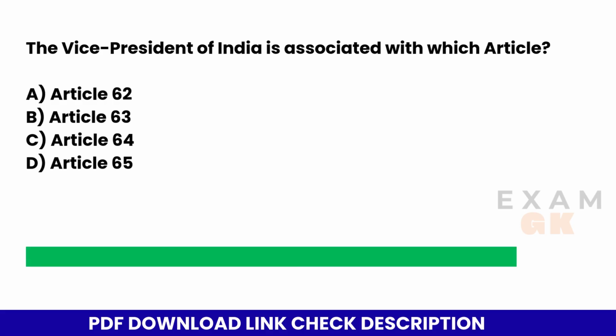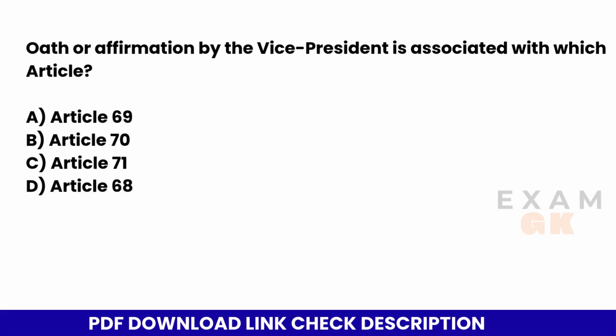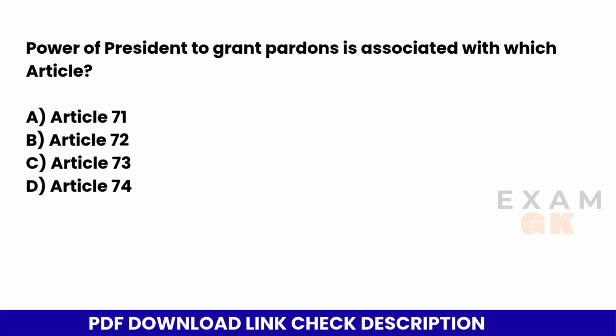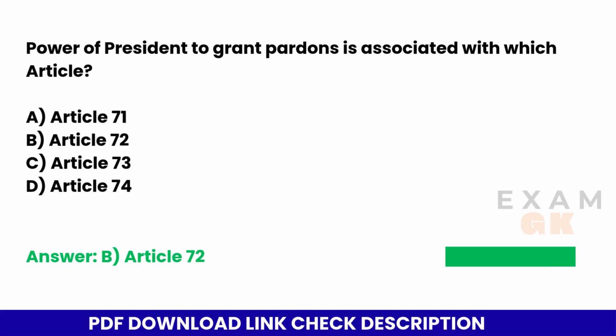Answer B. Article 63. Oath or affirmation by the Vice President is associated with which article? Answer A. Article 69. The Attorney General of India is associated with which article? Answer A. Article 76. Power of President to grant pardons is associated with which article?